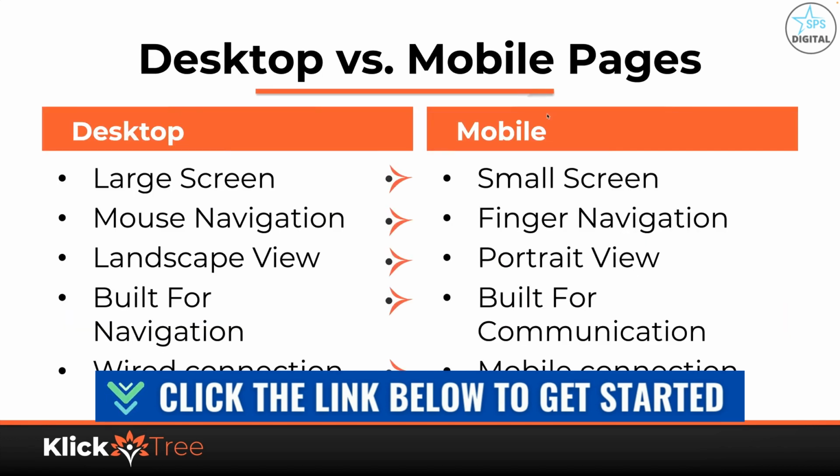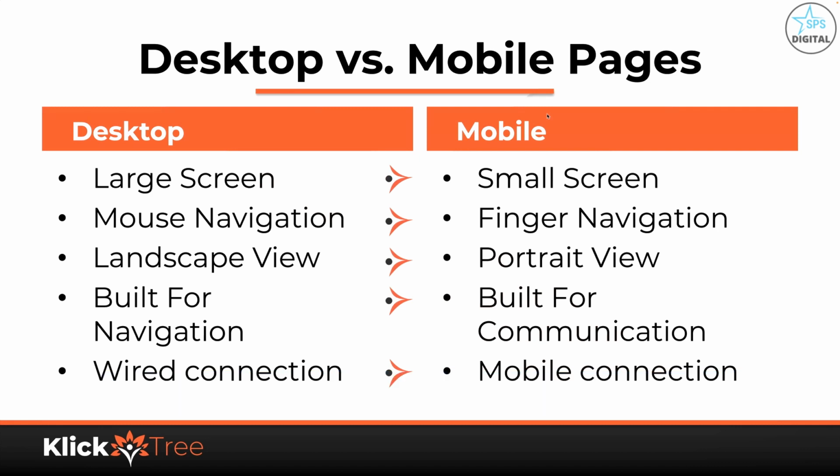If you look at the differences between desktop and mobile pages, this is what we saw. Desktop is obviously for a large screen. It's mouse navigated. It has a landscape view, so it's looked upon differently. It's built for navigation, and it usually has a wired or wireless connection in the house. On the mobile side, however, we've got a small screen, finger navigation, a portrait view, and it's built for communication.